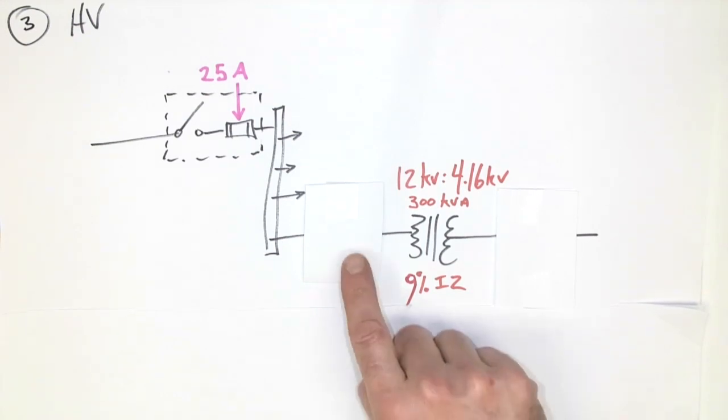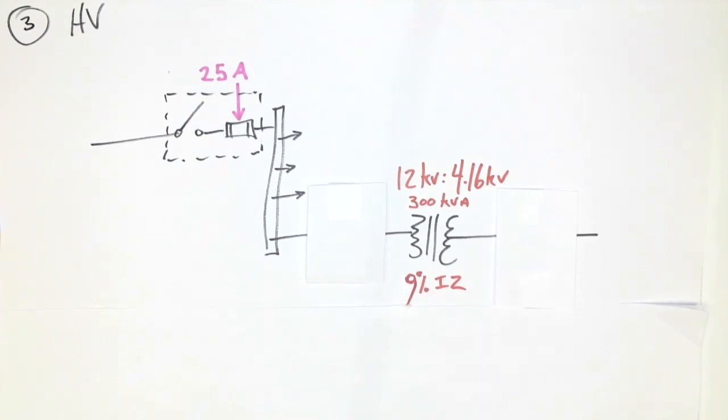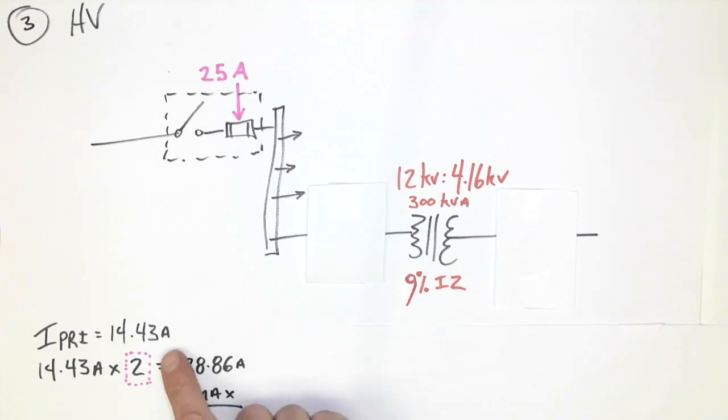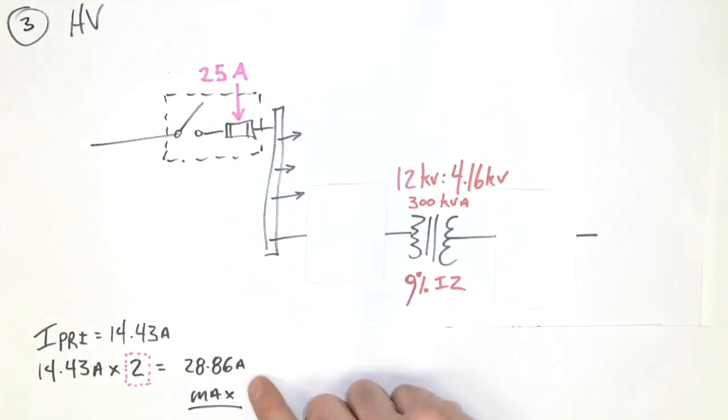First step, determine if we can remove or omit the primary overcurrent. We go to Table 50 and we find the multiplier for this particular installation, which is a fuse, high voltage, and 9% IZ. Table 50 says 200% multiplier is what we apply. The primary current of my transformer is 14.43 amps times 2 gives me 28.86 amps. With this number, we can see that the primary feeder overcurrent does not exceed the calculated maximum, and because of that, it is permissible for us to remove or omit the primary overcurrent device for this transformer.